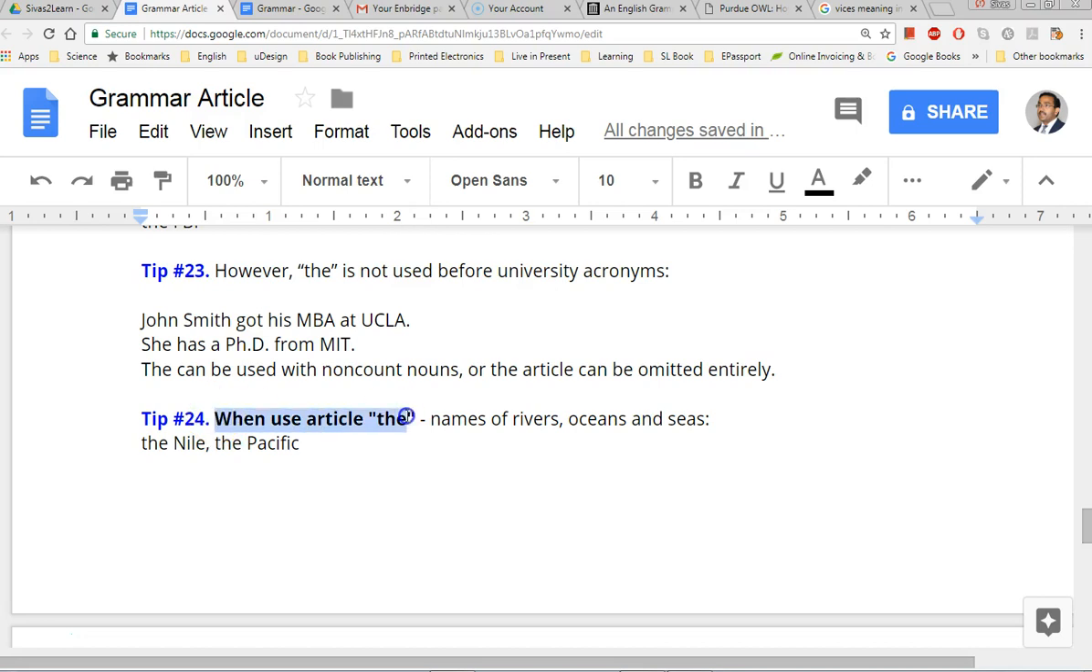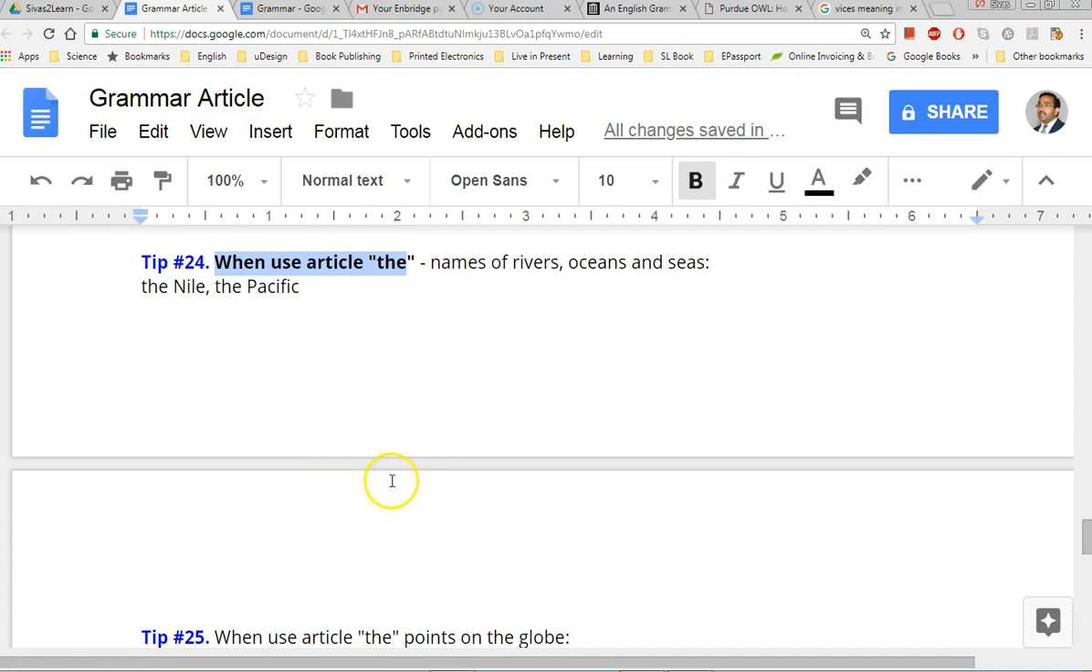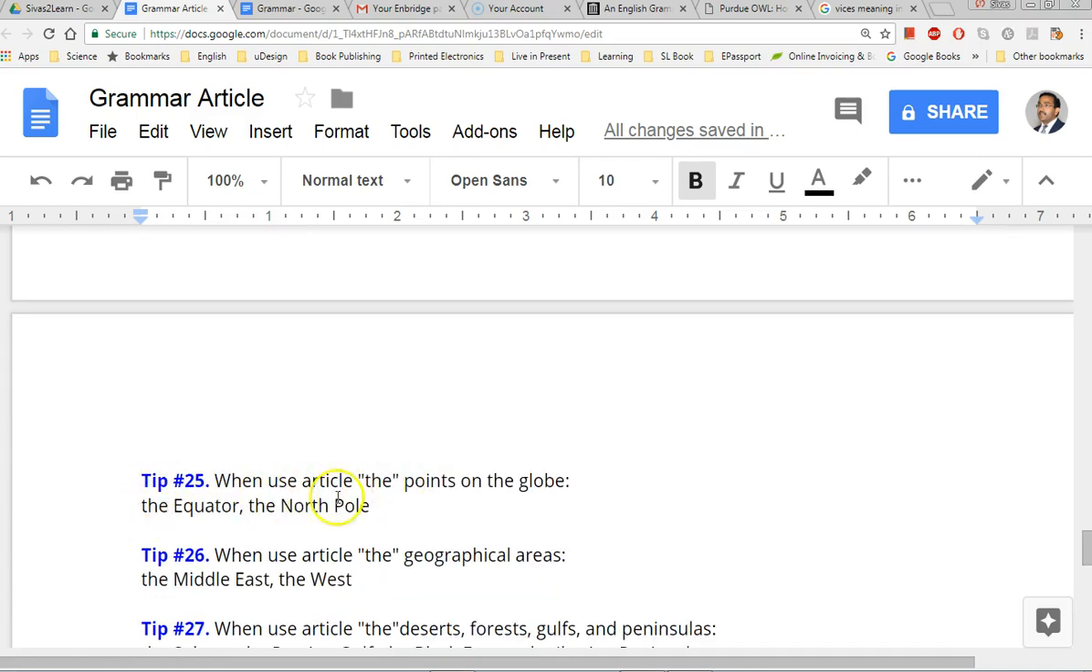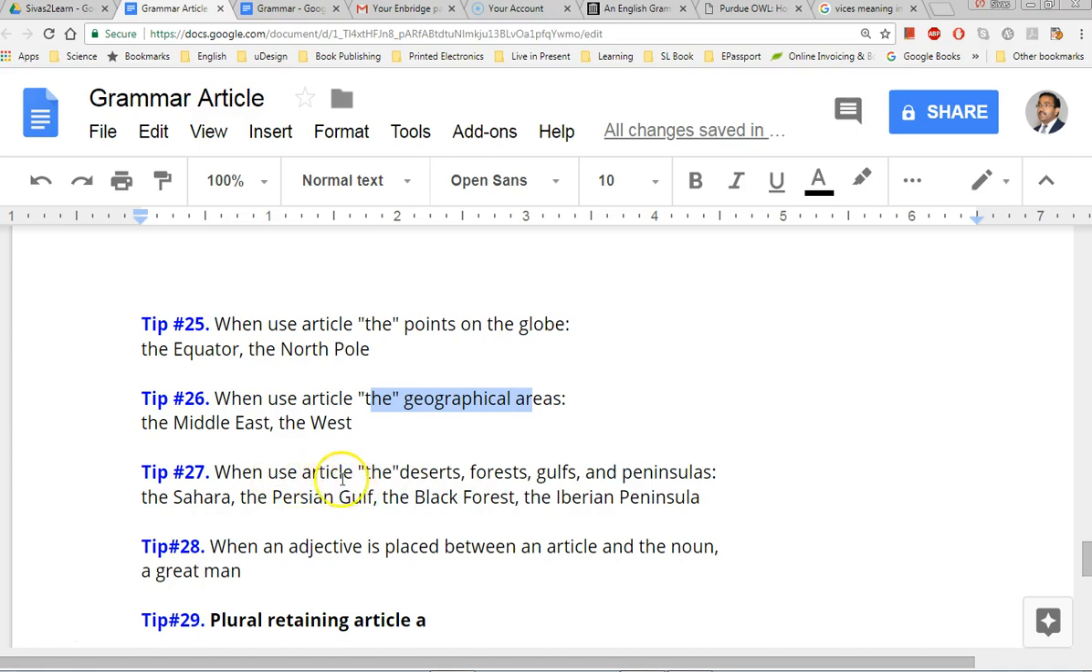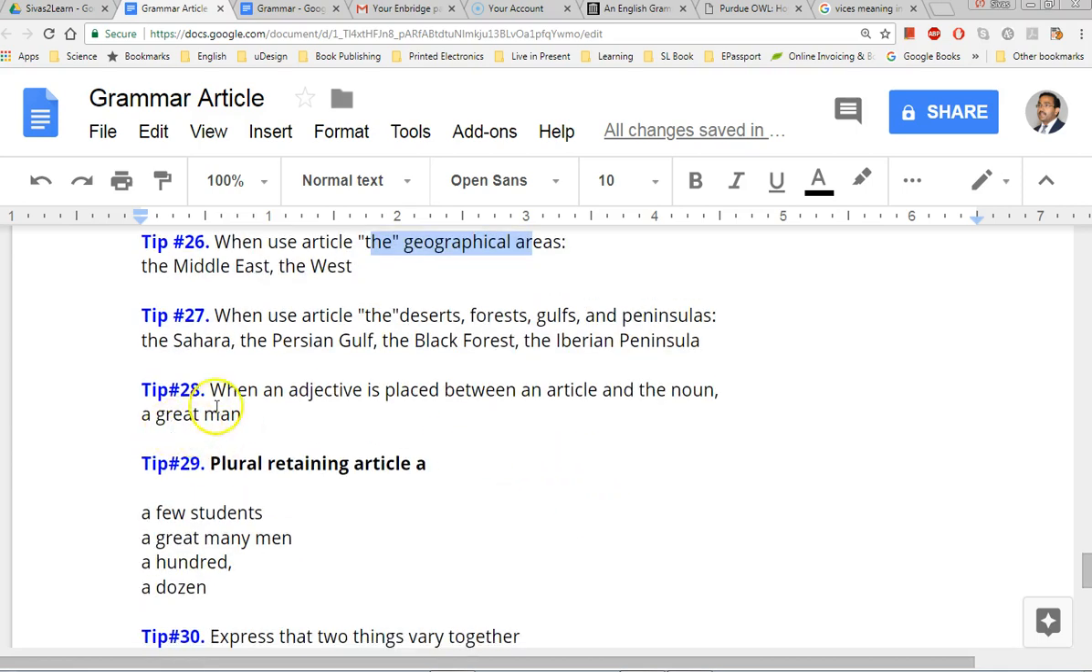You have to use "the" with names of rivers, oceans, seas: the Nile, the Pacific, the Indian Ocean, right? Then the points of the globe: the North Pole, the equator, the South Pole. Geographical areas, then you have to use "the": the Middle East, the West, okay? You have to use "the" with the desert, forest, Gulf, Peninsula: the Sahara, the Persian Gulf, the Black Forest, because they are only one, right? If you put an adjective, you have to put it in between the article and the noun, right?